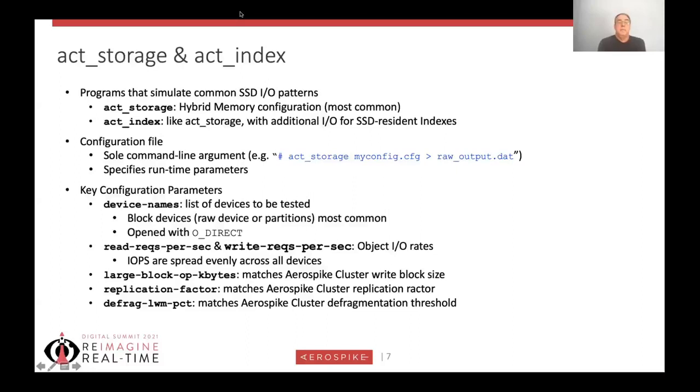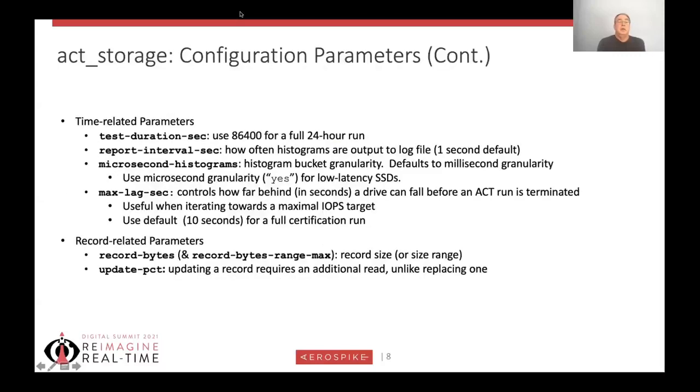The replication factor is directly analogous to the Aerospike cluster replication factor, and ACT also simulates the defragmentation process. So you can specify the threshold where you want blocks to be defragmented. There are some time-related parameters. The test duration seconds is the key one. The other ones you're not likely to change very often.